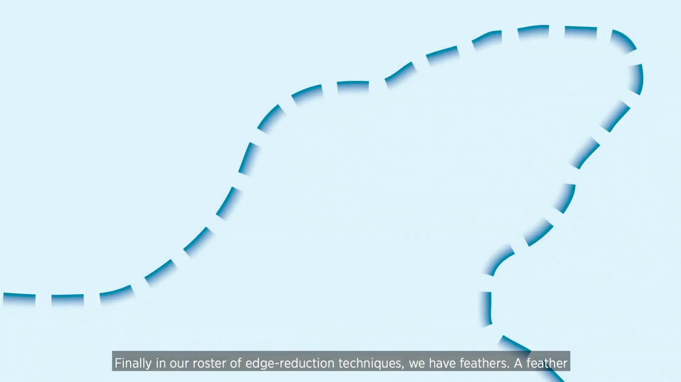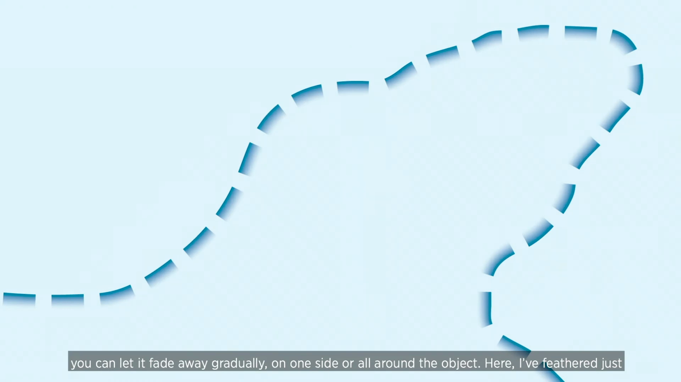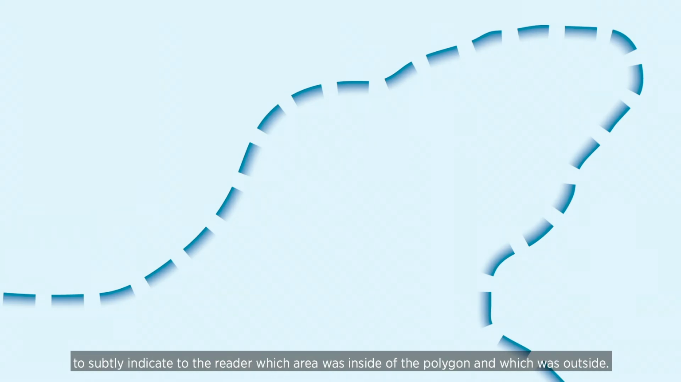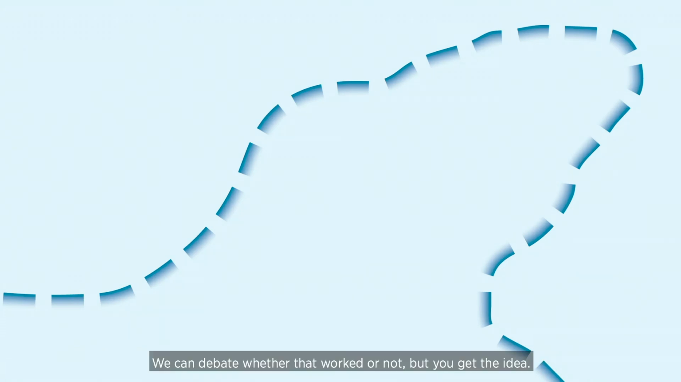Finally, in our roster of edge reduction techniques, we have feathers. A feather is not often much different than a blur. Instead of giving an object a hard edge, you can let it fade away gradually, on one side or all around the object. Here, I've feathered just one side of a dashed line. This leaves us with a hard edge on one side of the line, but a weak edge on the other. In this particular case, I was using the distinction to subtly indicate to the reader which area was inside of the polygon and which was outside.